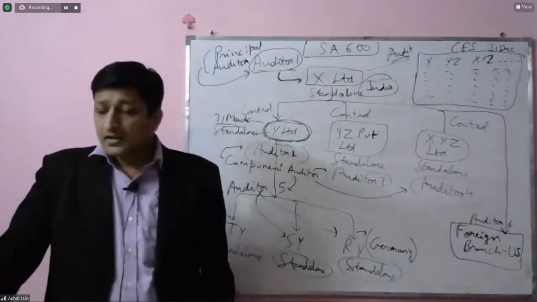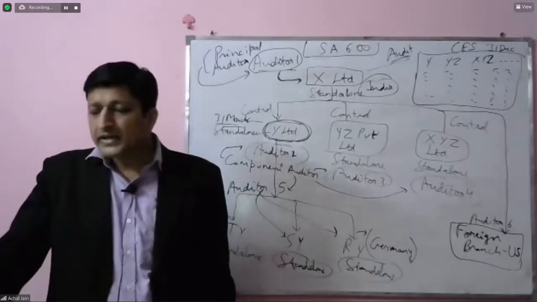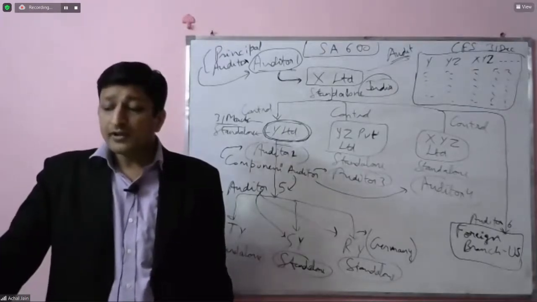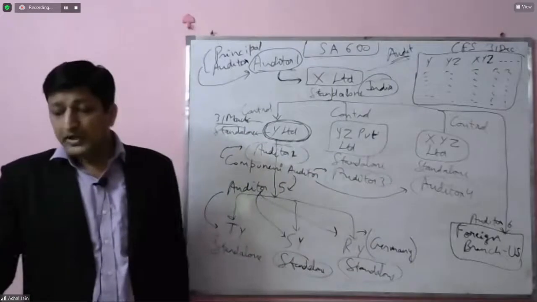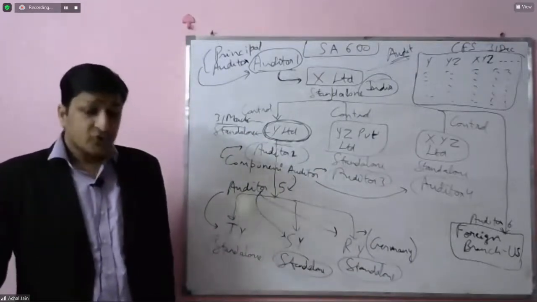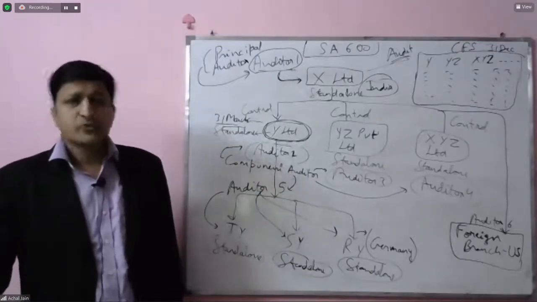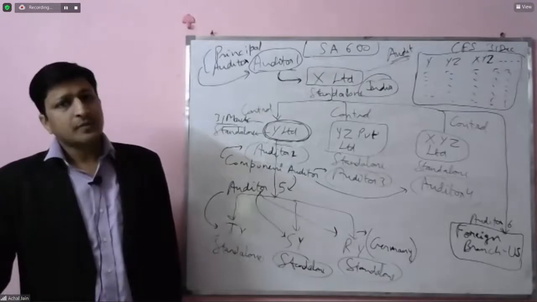Ambika is then asking, does the principal auditor need to specify in the engagement letter the fact that he will be using the work of the component auditors? Of course, yes. Everything which is going to be there in the auditor's report will also form part of the scope of the engagement, the scope of the principal auditor.